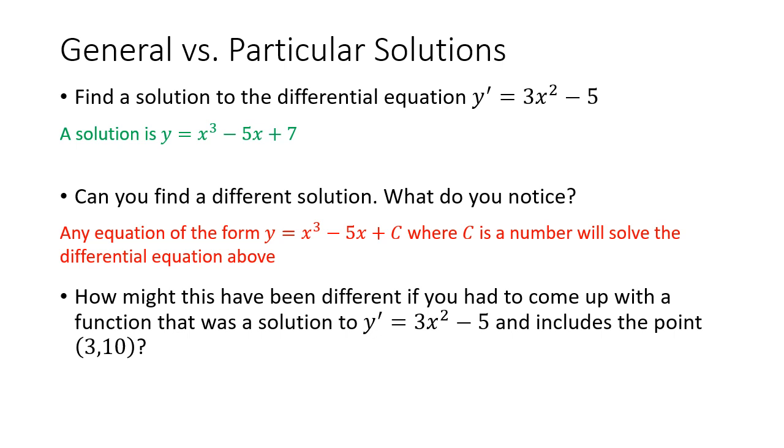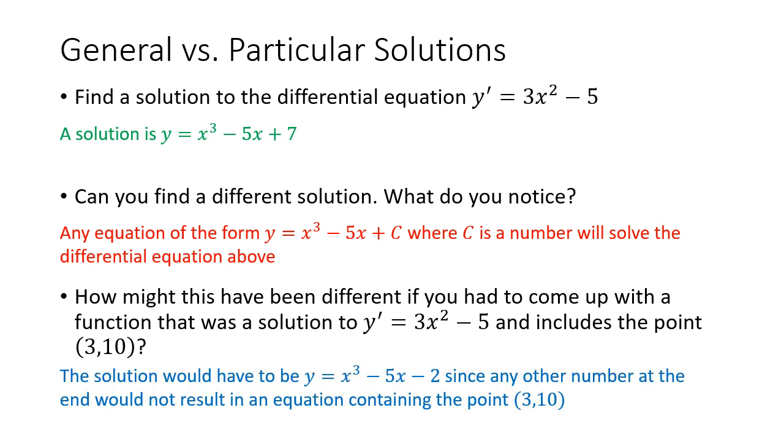So this isn't always helpful. Now let's consider a slightly different case. Let's say that not only do I want to solve this differential equation, y prime equals 3x squared minus 5, however, I also want my function to pass through the point 3, 10. If I do that, that forces me to choose -2 for c and gives the equation y equals x to the third minus 5x minus 2.